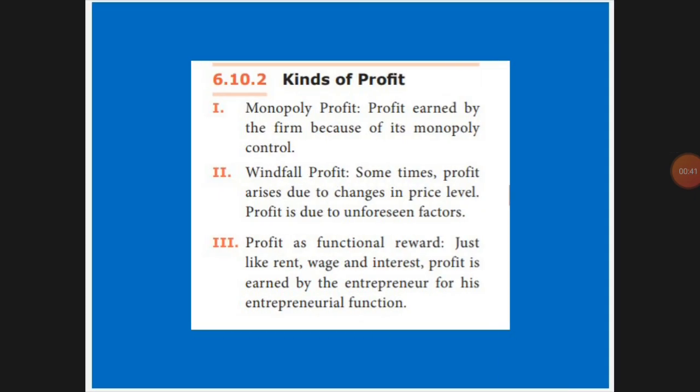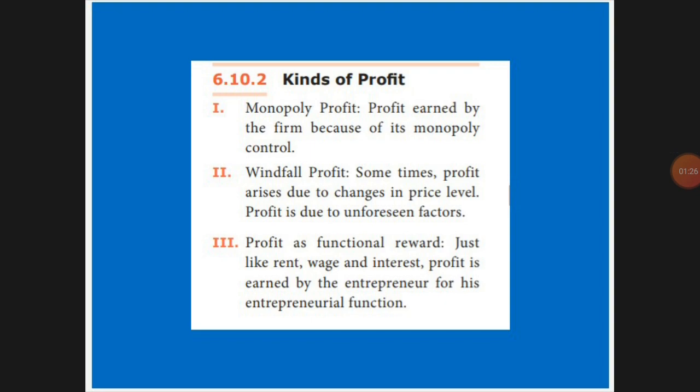There are 3 kinds of profit. First one is monopoly profit. Monopoly profit means the business owner himself controls the business on his own, whatever profit he is making, that is called monopoly profit. Second one is windfall profit. Windfall profit means sudden changes in the market. As we said, touch phone to button phone to touch phone, the sudden change in the market, no? So if anything changes in the market and you are gaining profit, that is called windfall profit. Unforeseen profit, unexpectedly you are getting a profit, that is called windfall profit.